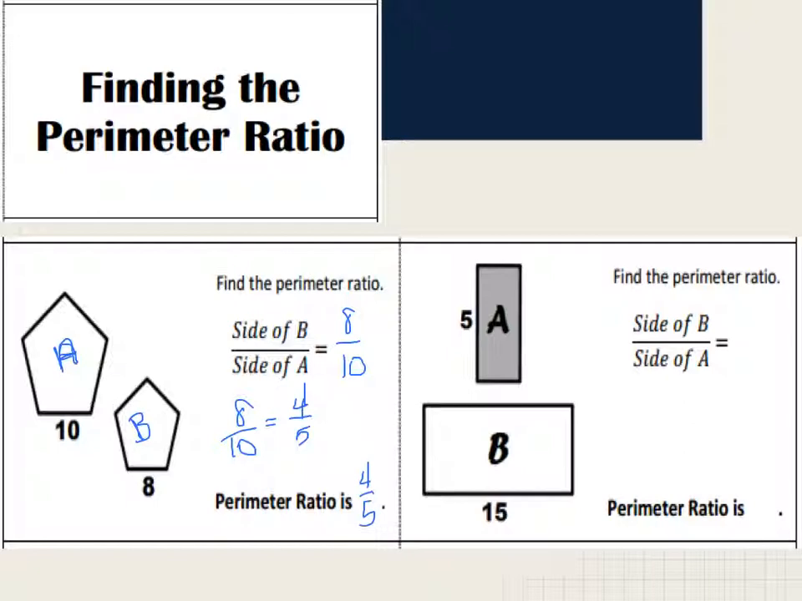On the next example with our rectangles, we have rectangle A and rectangle B. A is the pre-image and B is the image for this. On this one, side A is 5 and side B is 15. So here we have our image, 15 over 5, the original. 15 over 5 can reduce to 3 over 1. So the ratio of our perimeters would be 3 to 1. The ratio of the perimeters is equivalent to the ratio of the sides.